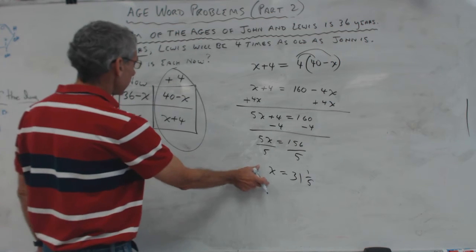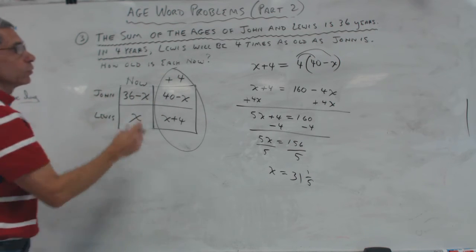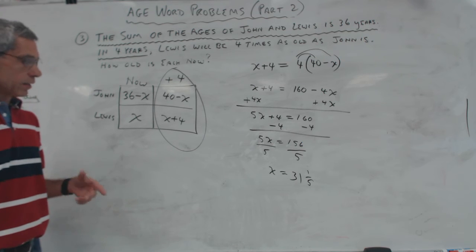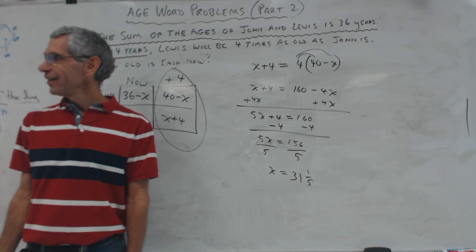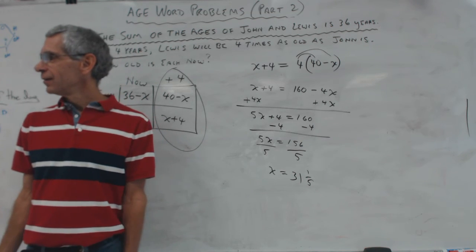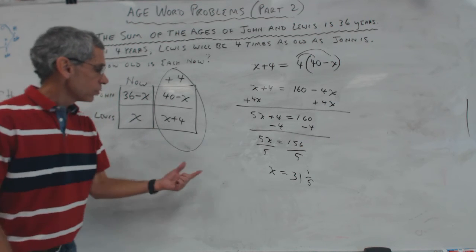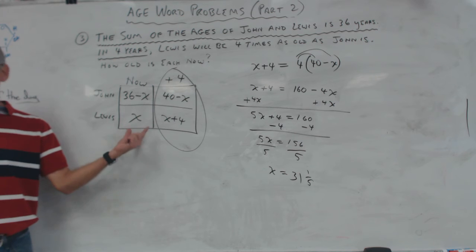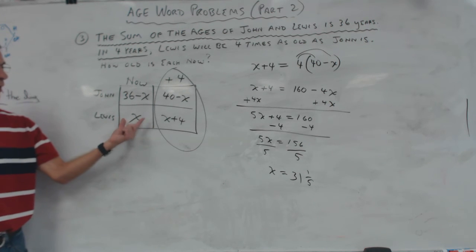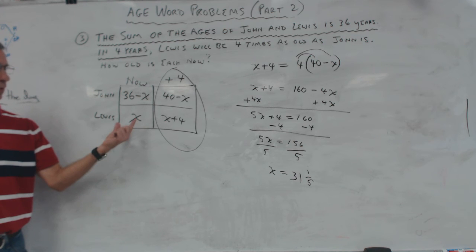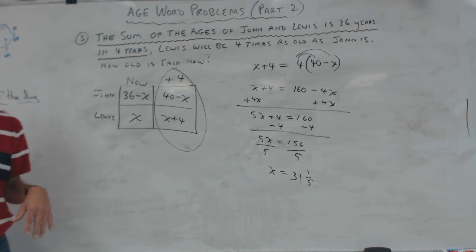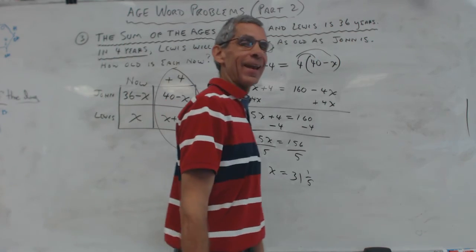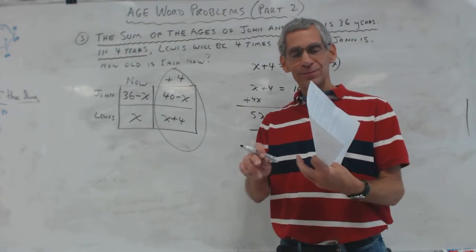And then I could say, okay, so the question is, in 31.2 years Lewis will be 4 times as old as John. Yes, okay, it works. But wait, the question is how old is each now? Oh, yeah, you're right. So Lewis is x, right? It says x equals that. Lewis is 31.2 years old and John is 36 minus 31.2, right? So John is one age and Lewis is another.